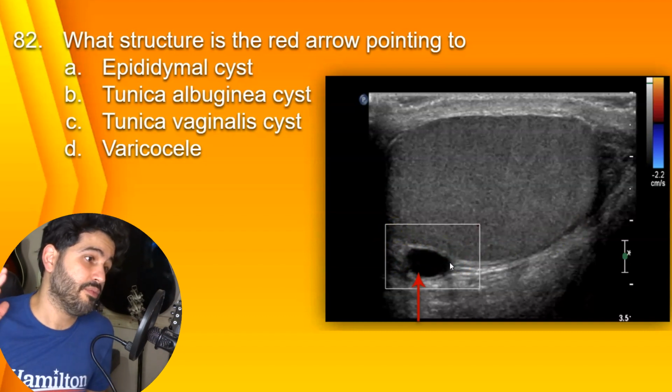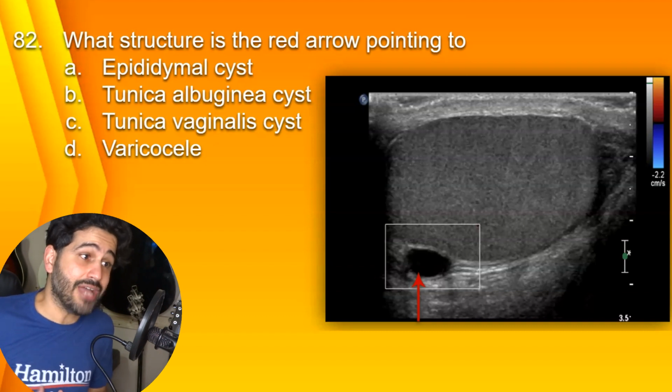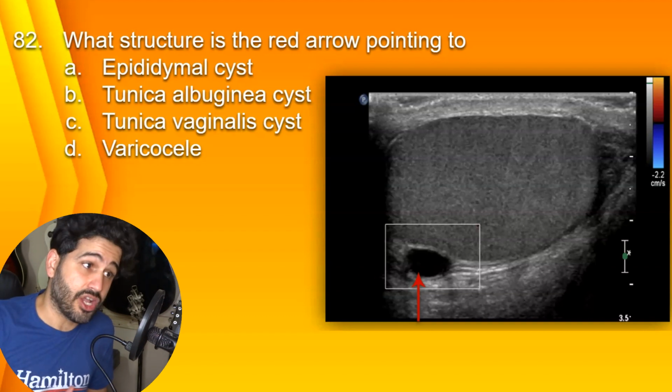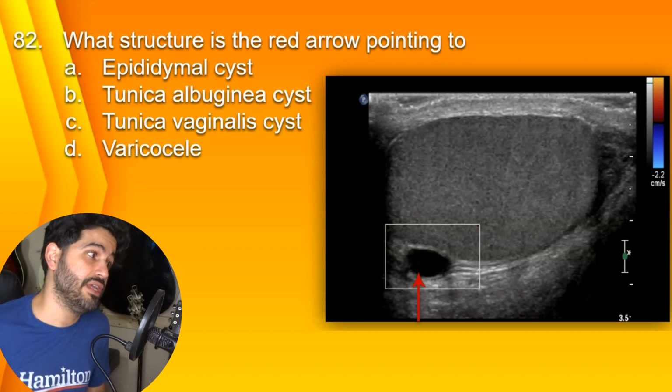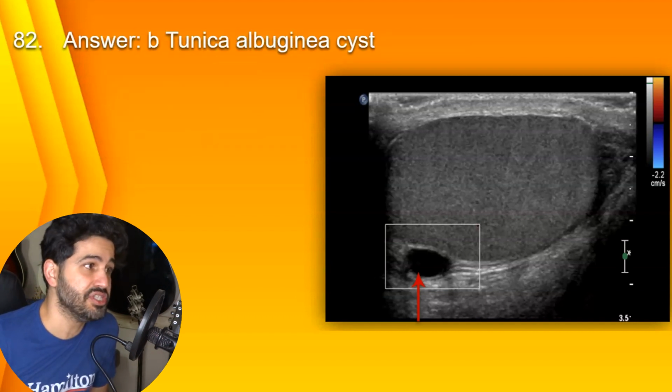Now we know that within the parietal and visceral layers of the tunica vaginalis, that's where hydroceles form. But the layer that covers the testicle itself would be the tunica albuginea. So that's a B, tunica albuginea cyst.